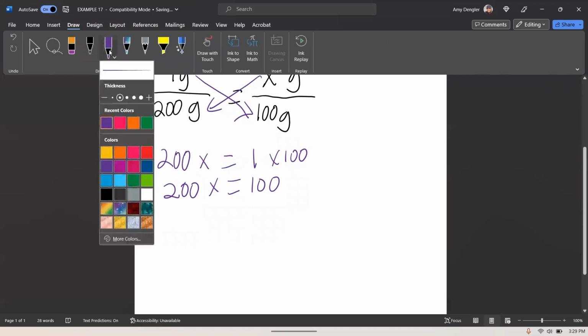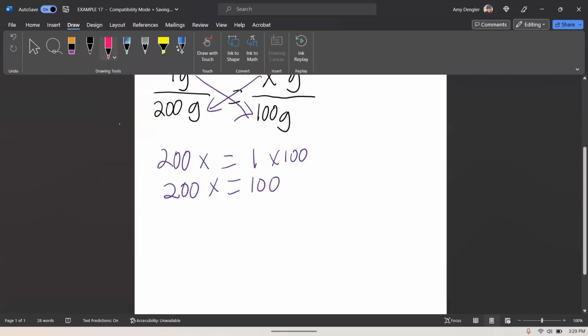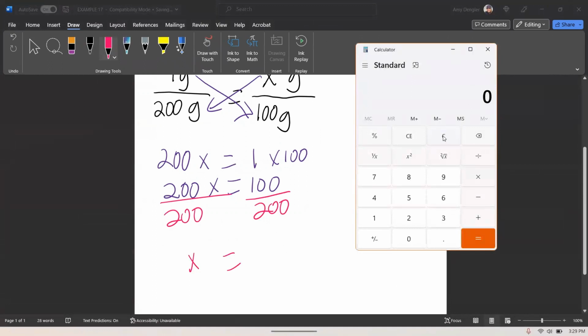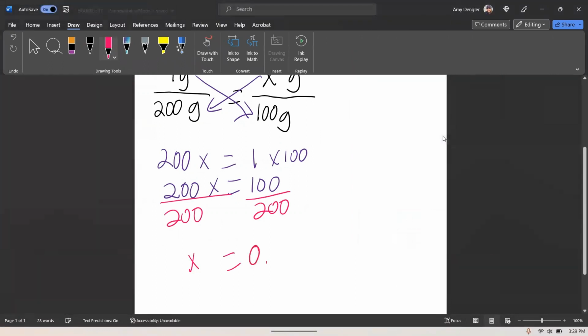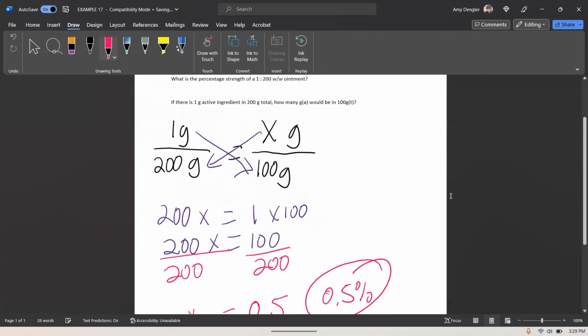So just like all the other problems, we want to get x alone. So we're going to get rid of it by dividing each side by 200. So 100 divided by 200 is going to give us 0.5. Since this is already over 100, our answer is 0.5%. That is the percent strength.